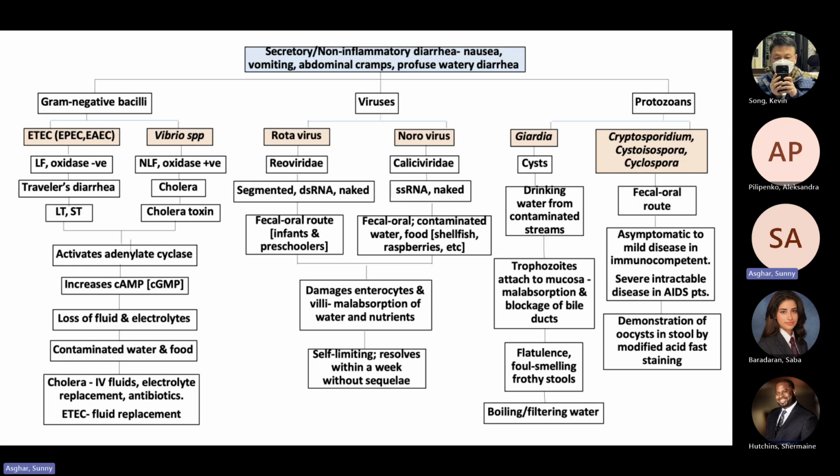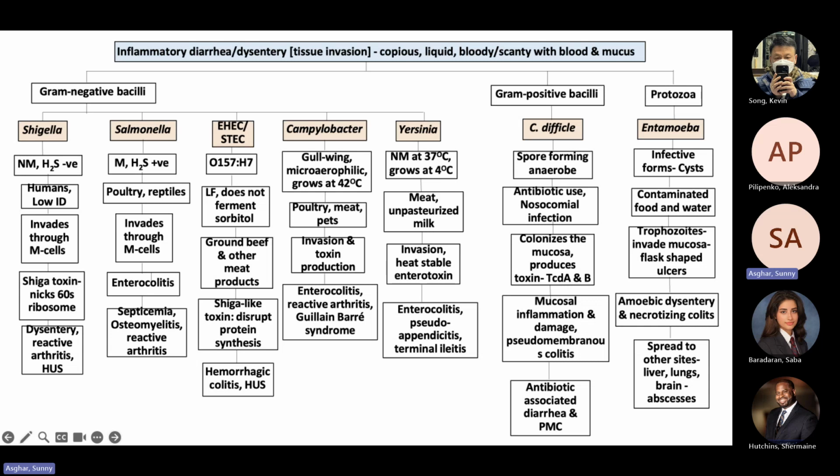We would send their stool out to the lab, and they would acid-fast stain it. And those are just some of your secretory and non-inflammatory diarrhea. And then next, we move on to our inflammatory diarrhea, or tissue invasion, and that causes bloody, or scanty stool with blood and mucus.